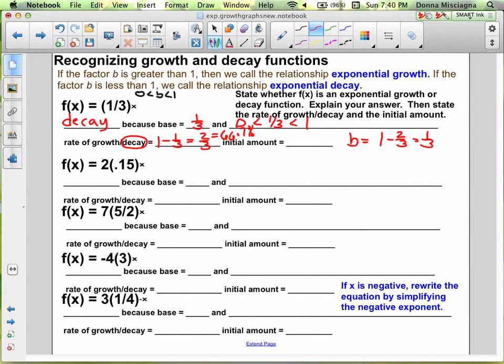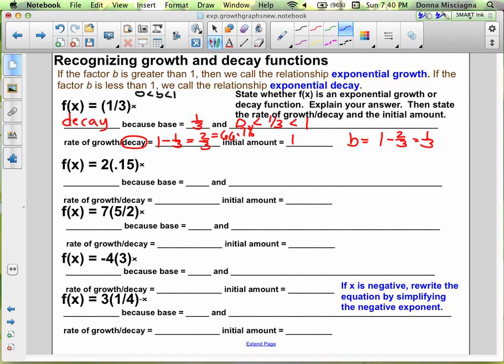Our initial amount, which is why I took off the -4 there. I wanted us to think about it. What if there's no number up there? Then the initial amount is 1. All right, let's look at the next one.